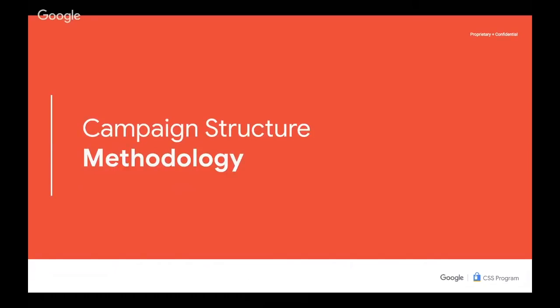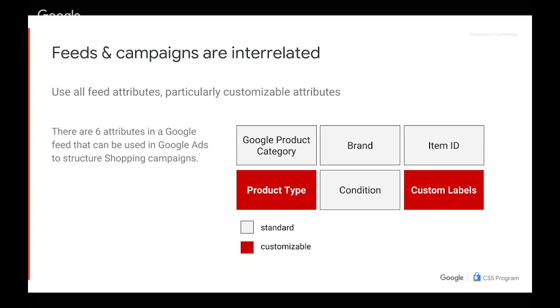Now that we've seen how you can utilize campaign settings, let's go one step further and see how you can use Google Ads to create a logical structure in ad groups and product groups. We mentioned in the beginning that Google Ads and Merchant Center are partly intertwined. This is because there are 6 attributes in a Google feed that can be used in Google Ads to structure shopping campaigns or even to break out product groups.